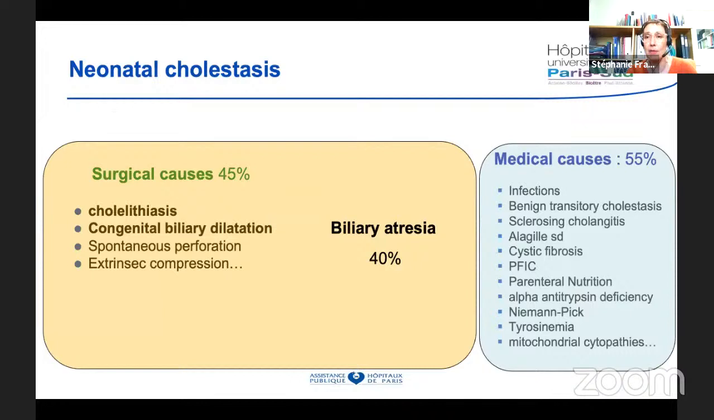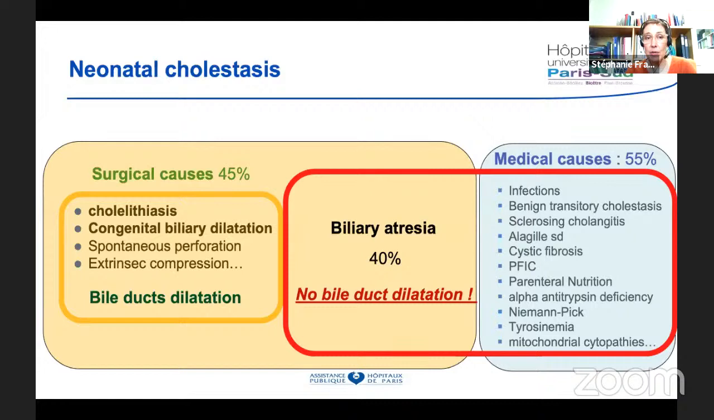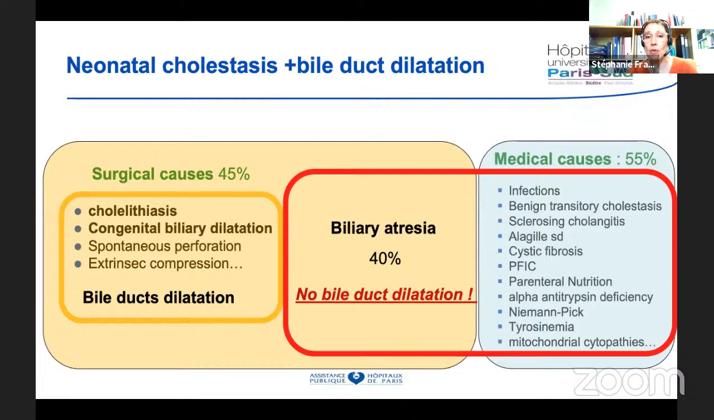So the neonatal cholestasis are half because of medical causes and half secondary to surgical causes. And biliary atresia is about 40% of the surgical causes. In those surgical causes, as usual, there is a biliary obstruction and there will be a bile duct dilatation as expected. But in biliary atresia, which is a surgical cause, the pitfall is that there will be no bile duct dilatation like you can see in the medical causes. So this is really a trap you have to avoid.